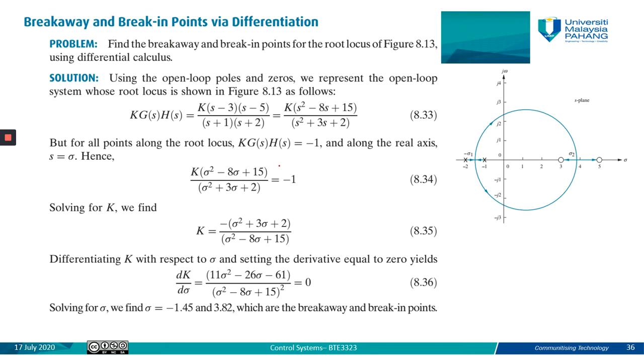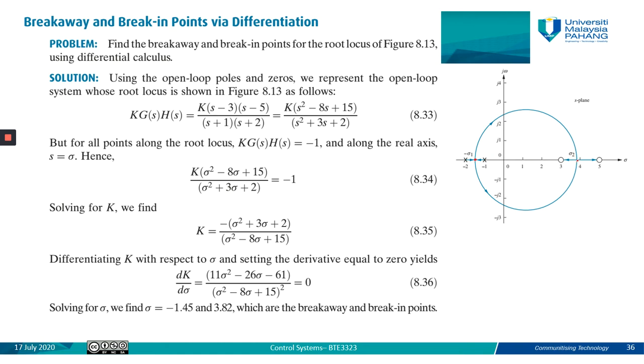We assume that we already have this root locus, and this root locus has a breakaway and a break-in point. So at this point we have the breakaway point. Why breakaway? Because it's between two poles, which are -1 and -2, all the crosses mean poles. So this will be the breakaway point.